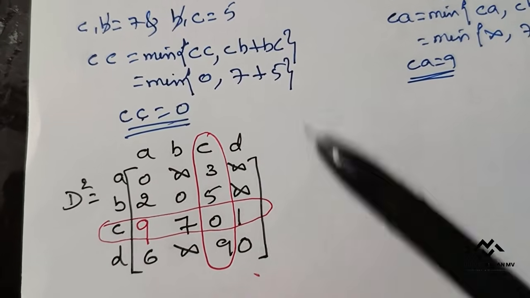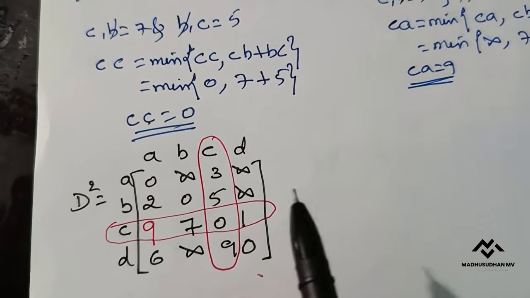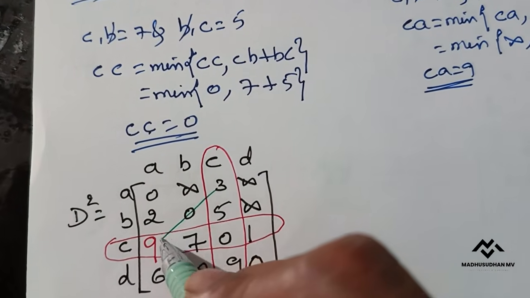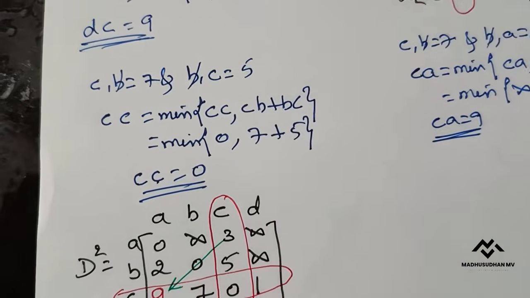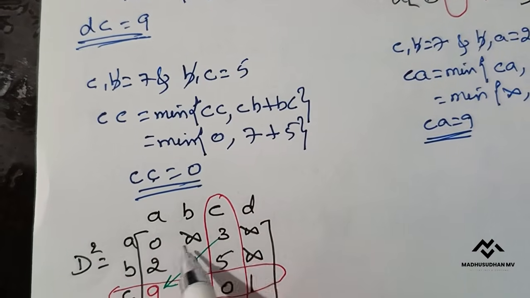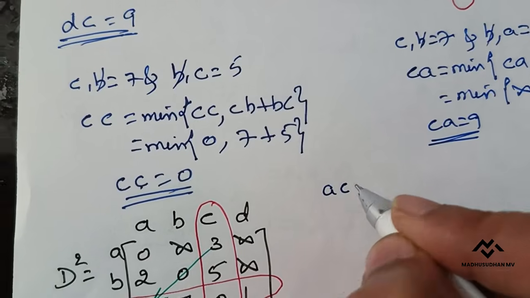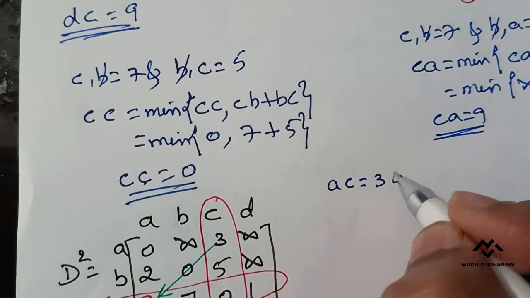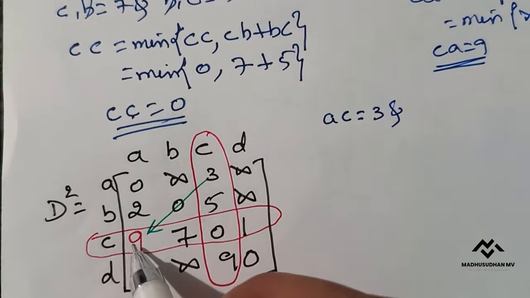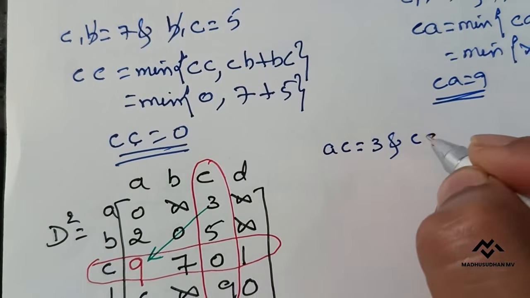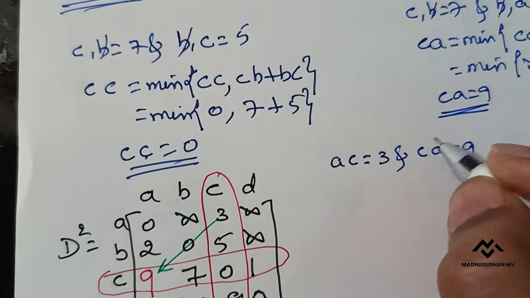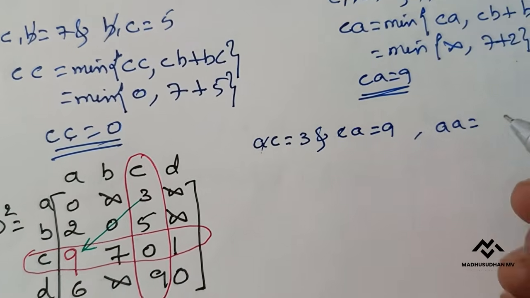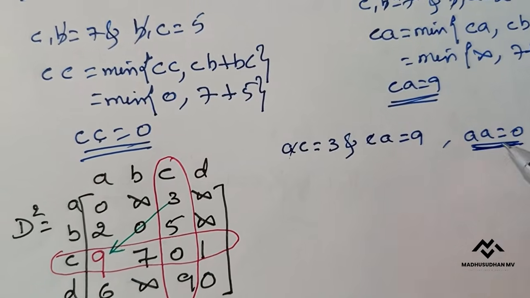We need to compare the column value with the row value. First I'll compare this 3 with this 9. The column value is 3, that is A to C. A comma C is equal to 3, and this row value is 9, that is C to A. So C comma A is 9. So A comma A, but we know that from the same vertex to the same vertex it is always 0 only, that is the minimum, so directly I am writing A to A.